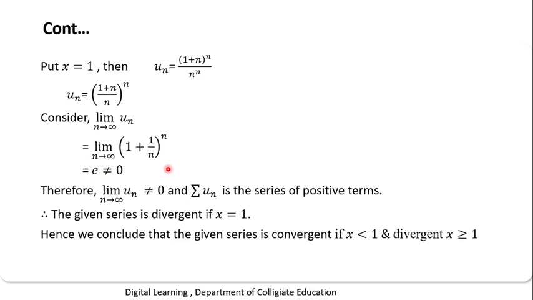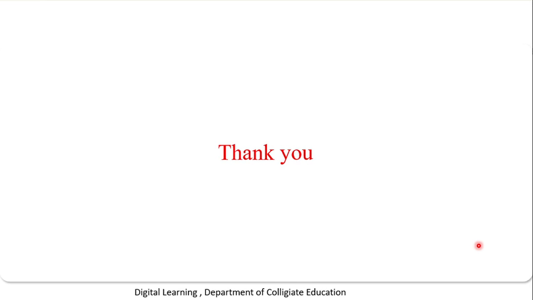This is called the fundamental test. The fundamental test means if the limit as n tends to infinity of u_n is equal to 0, the given series is convergent. If it is not equal to 0, then the given series is divergent. Here we have not equal to 0, hence the given series is divergent if x is equal to 1. Hence we conclude that the given series is convergent if x is less than 1 and divergent if x is greater than or equal to 1. This is the Cauchy's root test. Thank you.